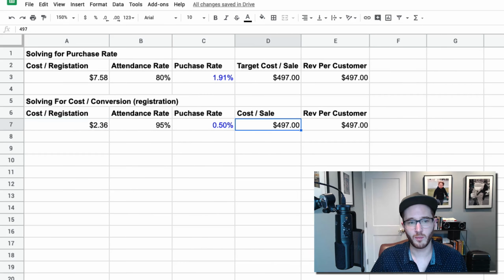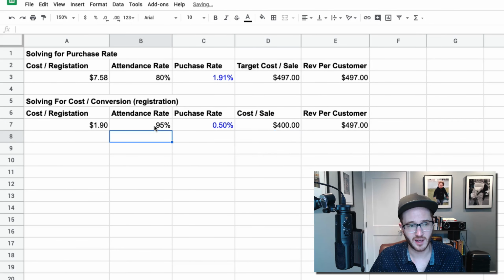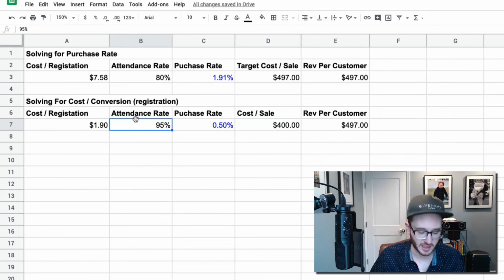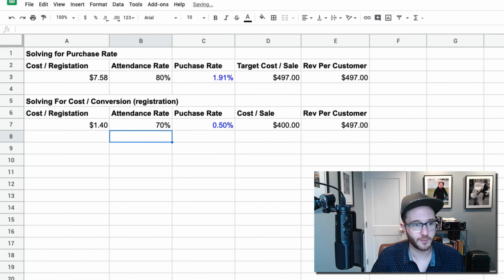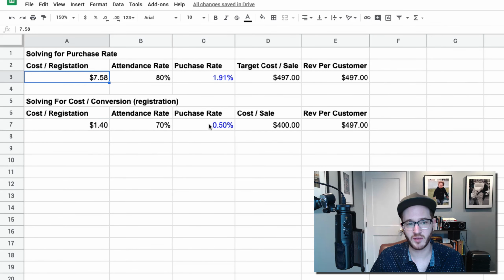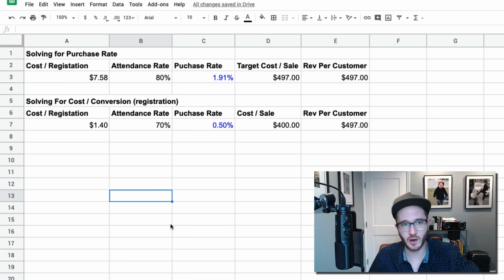Again, if I want to make a profit, let's say my target cost per sale is $400 and I have a 95% attendance rate, I need $1.90. If my target cost per sale is $400 and I have a 70% attendance rate, I need $1.40 cost per registration. And you can see how far off these two numbers are right now if this purchase rate doesn't change. So this is a template which is very helpful to you.